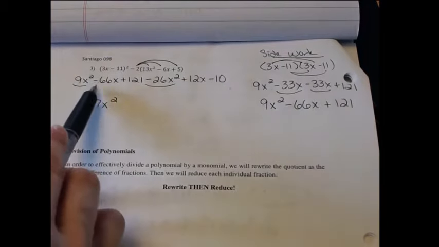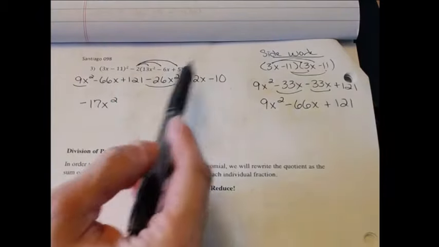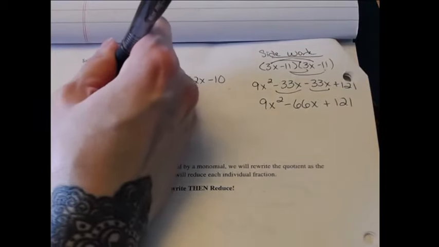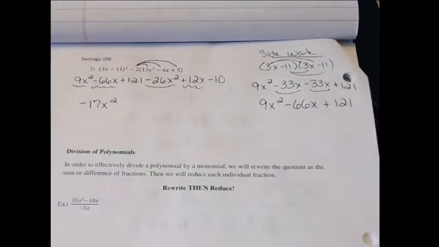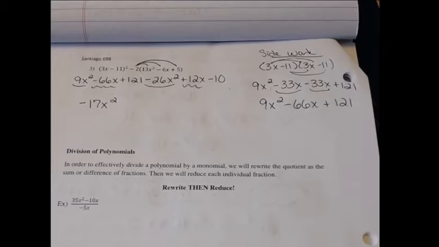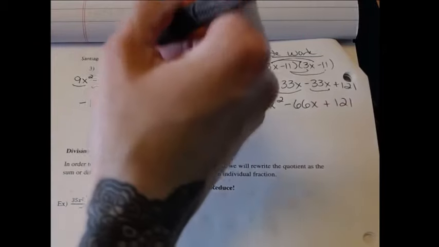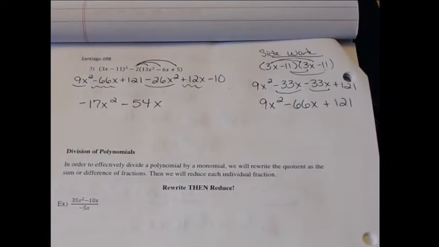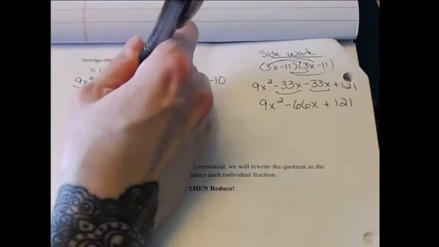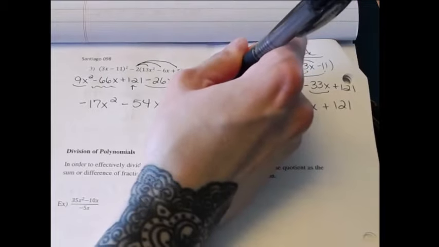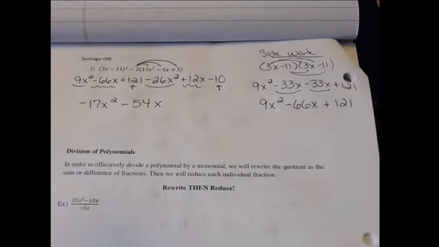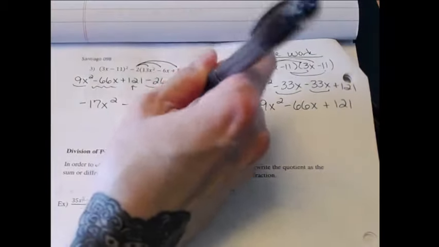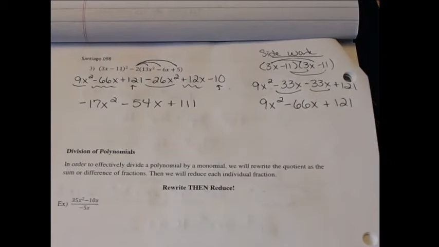Then we have a negative 66x plus 12x, so we're going to combine these two. So we have a negative 66 plus 12, well, that's going to give us a negative 54x. And last but not least, we have a positive 121 and a negative 10. When we combine these two, we get a positive 111.